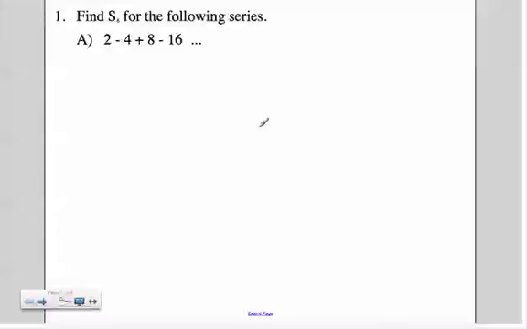We've looked at arithmetic series, which is when we're adding terms that have an adding or subtracting pattern. Now we're going to look at geometric series. And remember, geometric means there's a multiplying or a dividing pattern. So they want us to find the sum of 8 terms for this.